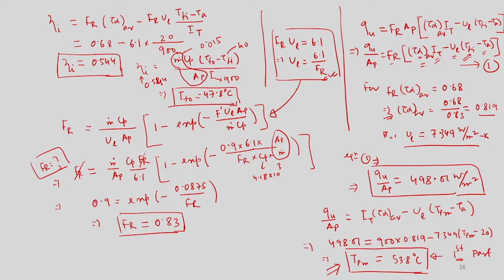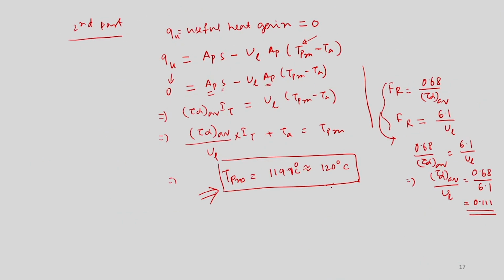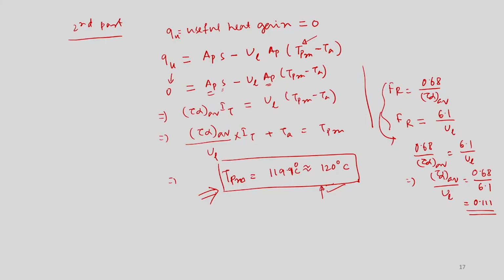In the earlier case, TPM was 53.8 degrees C. Now you can see the rise in temperature. So this is the maximum temperature which can be seen if no heat is collected from the collector.